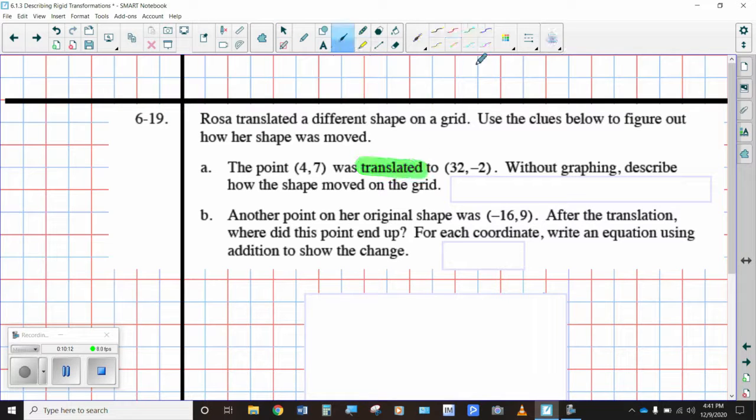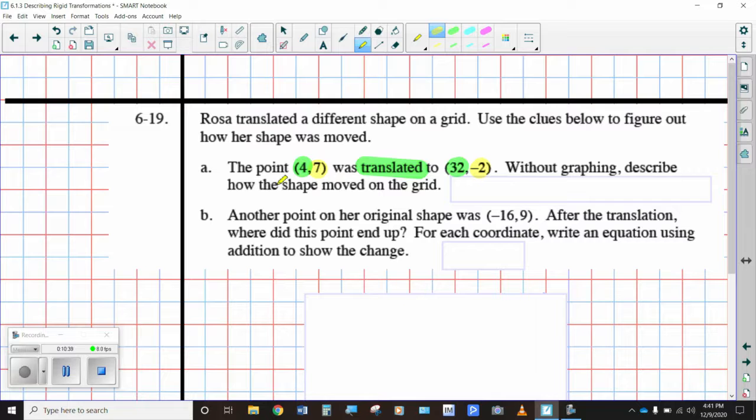So that means x is going to increase by a certain amount and y would increase by a certain amount, or x could decrease by a certain amount, and y, they could both increase or decrease. So in this case, what appears to have happened? It looks like the x value went from 4 to 32, and the y value went from 7 to -2.